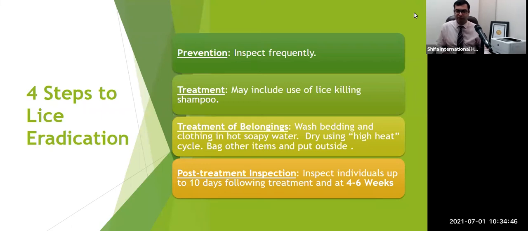So, prevention, treatment, and treatment of belongings, as well as post-treatment inspection. It's very resistant to treatment and can come back again and again. It's not like scabies, because the life cycle is different. If there are leftover eggs, they can hatch, and within a week or two you can have the adult again crawling on the scalp. So even if you have treated the patient, please ask them to do head lice combing, and ask the family to be vigilant and look around every week for the next 4 to 6 weeks.